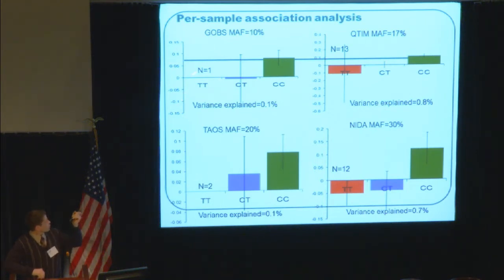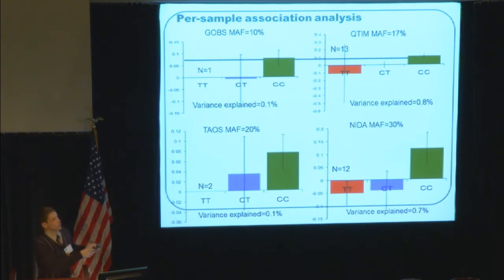So we only have one subject with homozygous minor allele, and only two subjects with homozygous minor allele in GOB's and Tao's cohorts. But then we have this trend, the additive genetic trend between heterozygotes and homozygotes for the major allele. So there is this trend towards higher FA values in both cohorts.